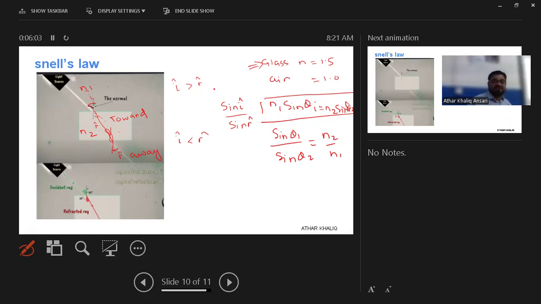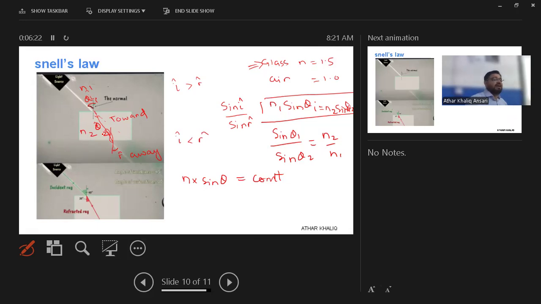So he just said this one, that n into sine theta is equal to constant. So what does it mean? If I multiply n1 with sine theta 1 and n2 with sine theta 2, your answer will remain the same.